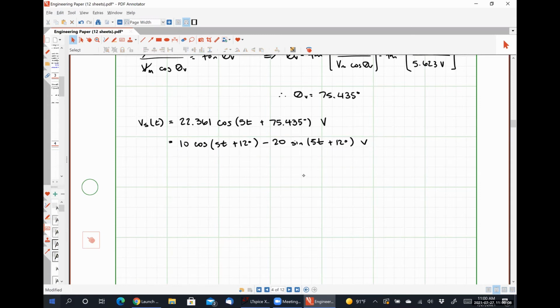So these relationships are true for all points in time. So I would argue that if you evaluated these functions at t equal to 0, so that effectively the 5t portion goes away, I'd like you to use your calculator, make sure to put it in degree mode, and see if 22.361 cosine 75.435 is roughly equal to 10 cosine 12 minus 20 sine 12.